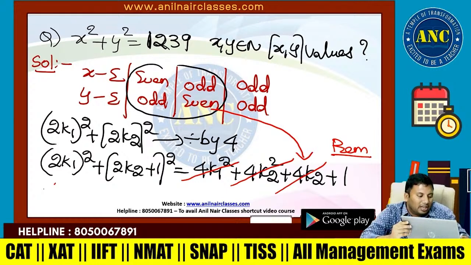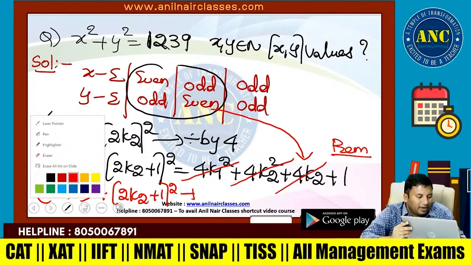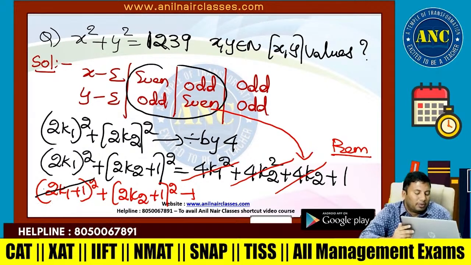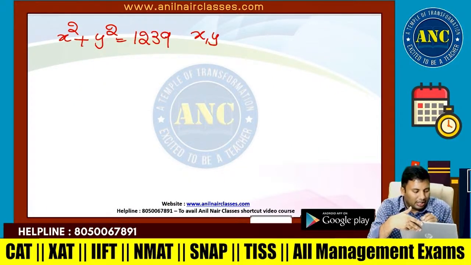Now x is odd and y is odd: (2k1 plus 1) whole square plus (2k2 plus 1) whole square. The square terms, 4k1 square and 4k2 square, are divisible by 4, and 2 into 2k1 and 2 into 2k2 are divisible by 4 as well. Then 1 plus 1 is 2. So it gives a remainder 2.